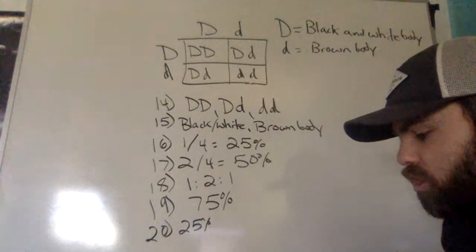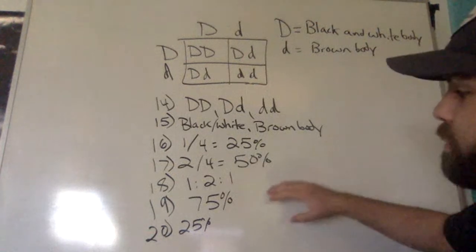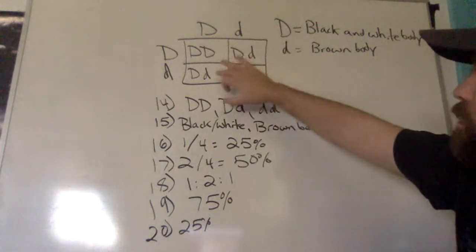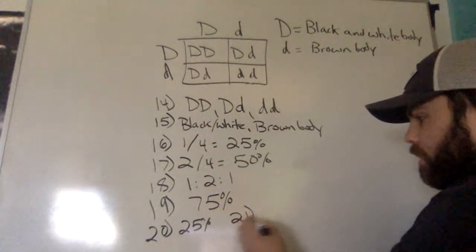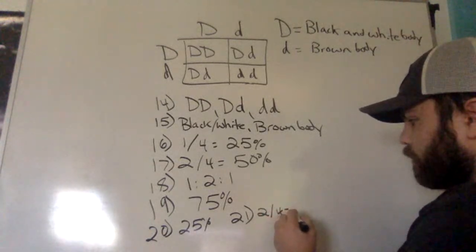What is the fraction of carrier cow offspring? For this, we're seeing who's carrying that recessive gene. So we have 2 of them. For that, I'm going to bring this over so we can see 21, all right, is 2 out of 4, which is 50%.